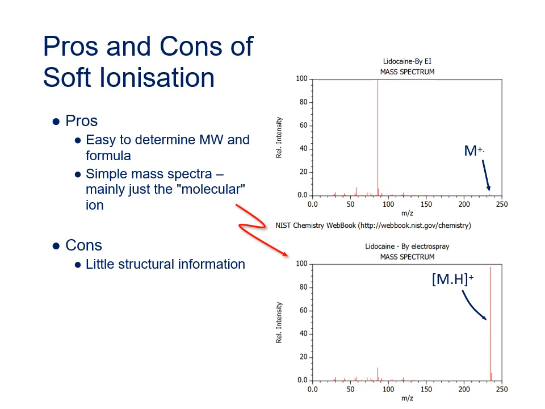For soft ionization sources, there are some pros and cons to their use. On the pros side, because they're mostly showing the molecular type ions, it's easier to determine the molecular weight and chemical formula. And because you're not producing multiple fragments, just the molecular type ions, that means the spectra are much simpler than they would be otherwise.